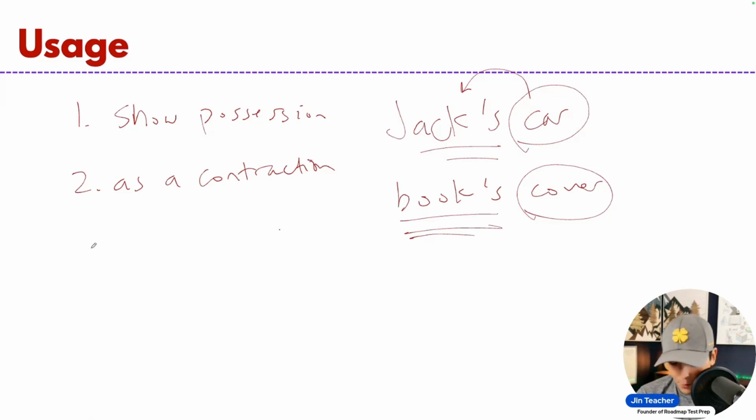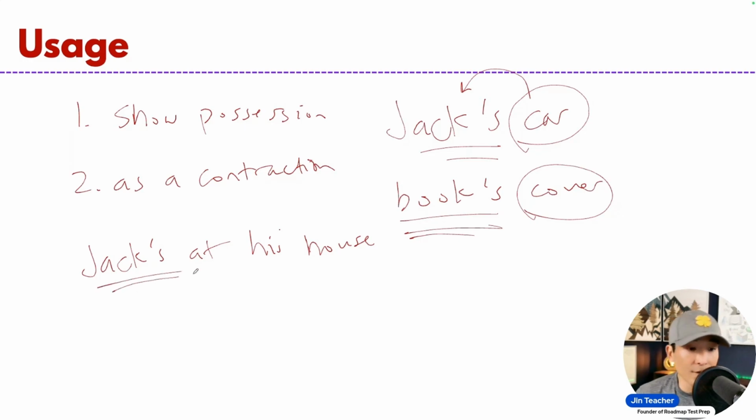So for example, if I have the sentence, Jack's at his house, this is grammatically correct. In this case, the apostrophe with Jack is no longer being used to show possession, because what does he possess? Jack's at? Does he possess his at? Does the at belong to Jack? No, it doesn't make any sense. So in this case, it's being used as a contraction.